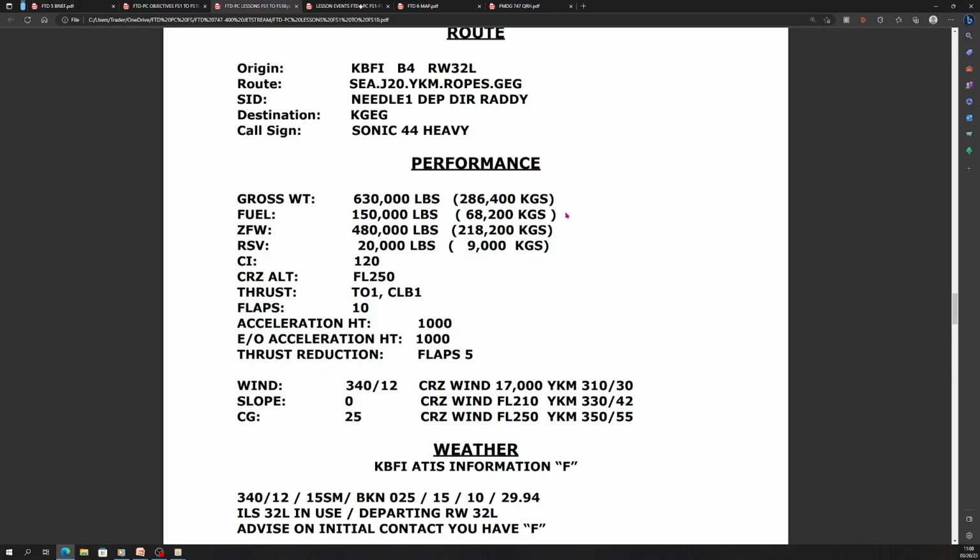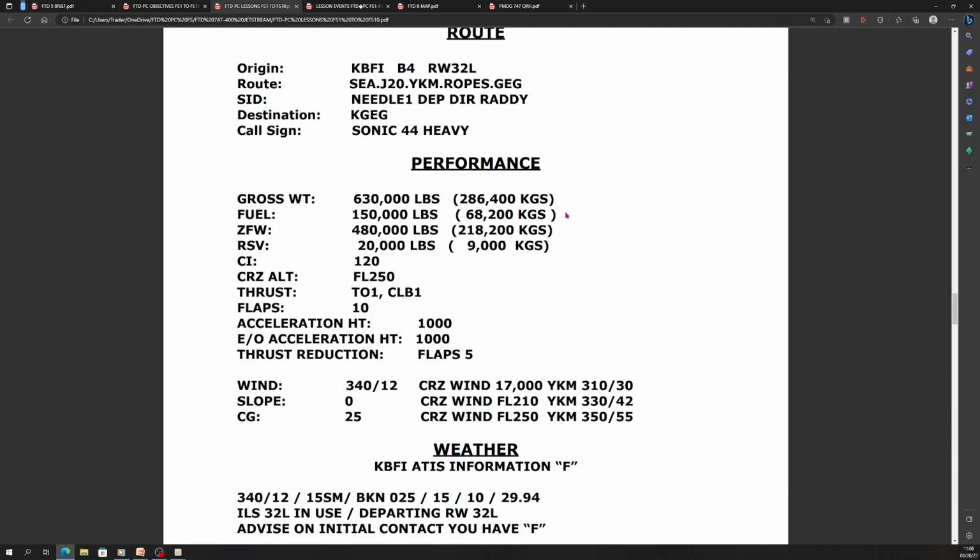We'll be using TO1 thrust, fixed derate, and climb 1. It'll be a flap 10 takeoff. We're still using NADP 2. Acceleration height 1,000, engine out acceleration height 1,000, thrust reduction flaps 5. The wind's at 340 at 12 knots. Slope is 0 and the CG 25%. Preliminary, and then we'll update it with the final, which really won't change.